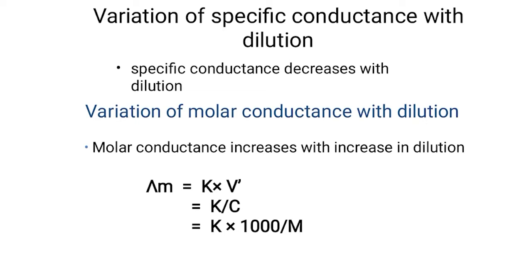And if M is the molarity of the solution, lambda m is also given as K into 1000 by M. It can also be found from the equation K by C, where C is the concentration. It has been found that the decrease in K on dilution of the solution is more than compensated by the increase in its volume or decrease in its molarity, so that lambda m increases with dilution.